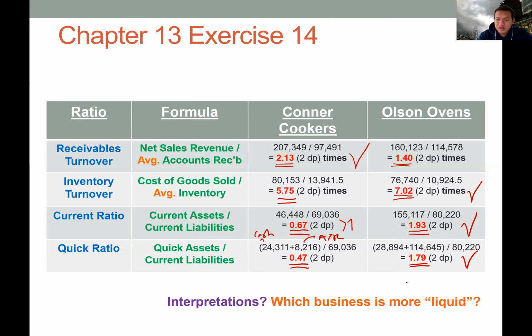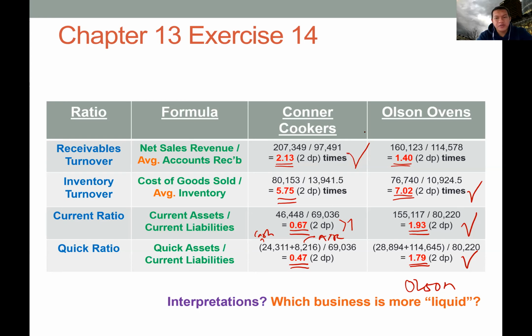I think we can conclude that Olson is more liquid because Olson has a better ability in managing inventories and then has a higher current ratio and quick ratio. So they have sufficient cash and sufficient current assets to repay all the liabilities. Okay, but Kanner only performs much better in managing the inventories. So if you find this kind of inconsistency, you have to look closer at what happened with this ratio, why this is inconsistent with the other ratios.